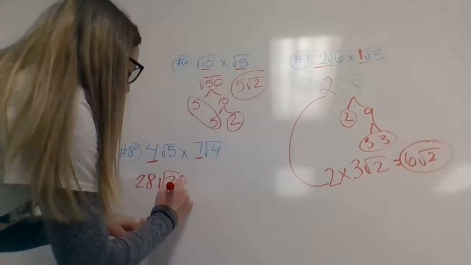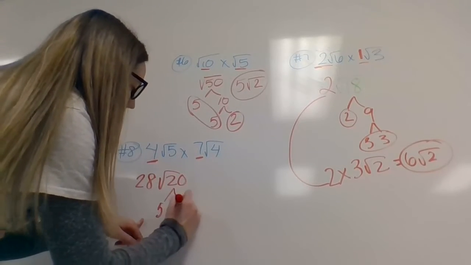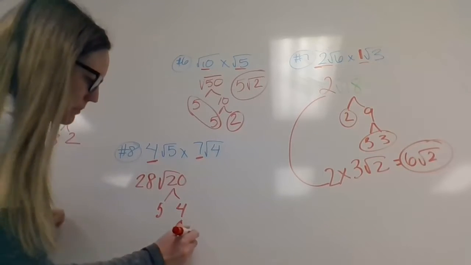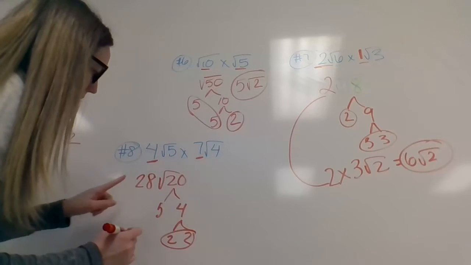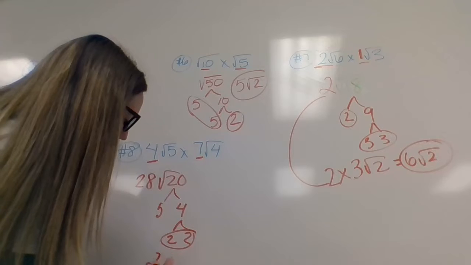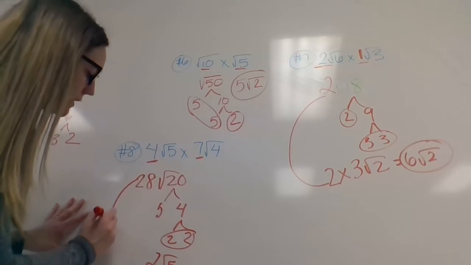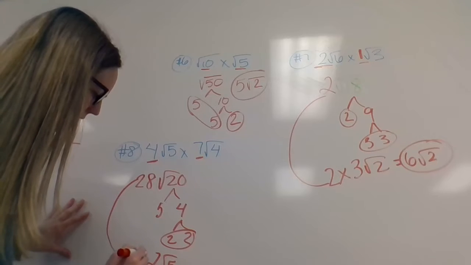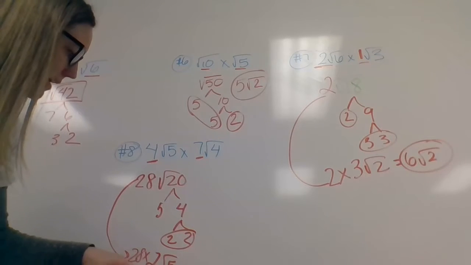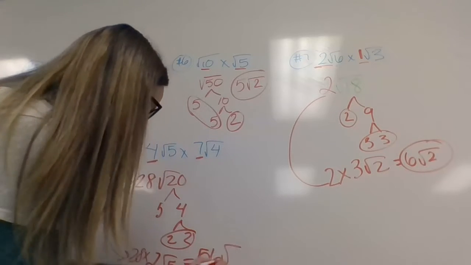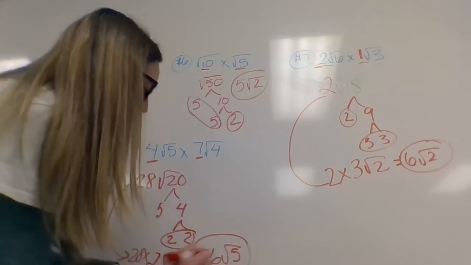And now I need to break down this 20. So I have a 5 and a 4. I've got a pair of 2s. Then I'm done here with this 20. So I'm left with 2 root 5 for my root 20, but I still, again, have to multiply this out front. So 28 times 2 gives me 56 times this root of 5.